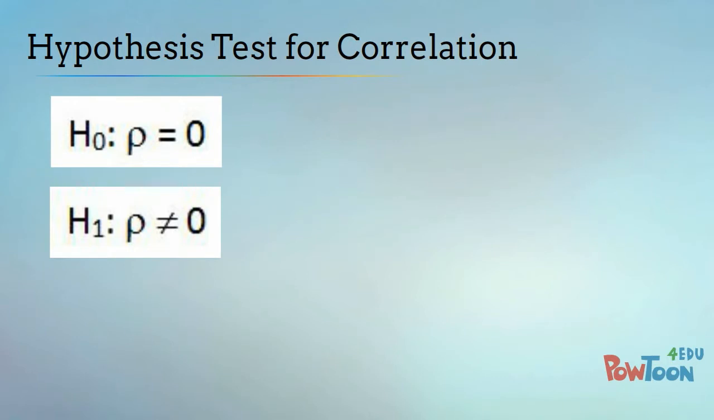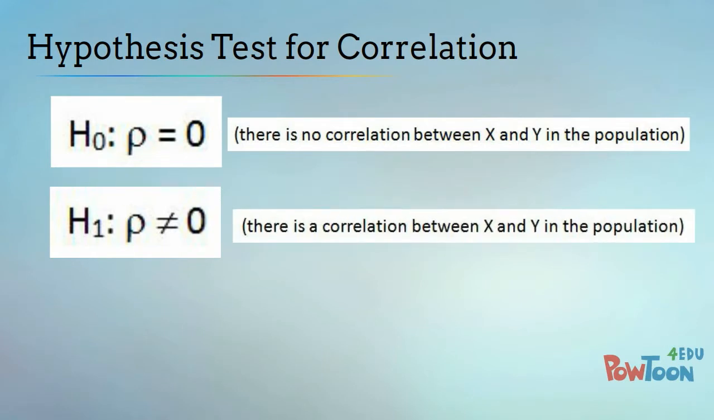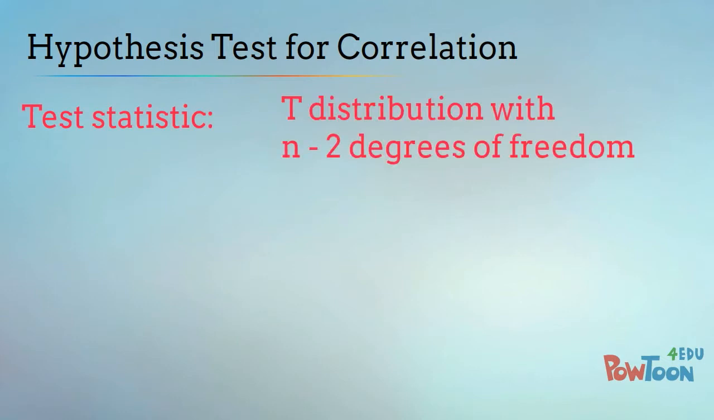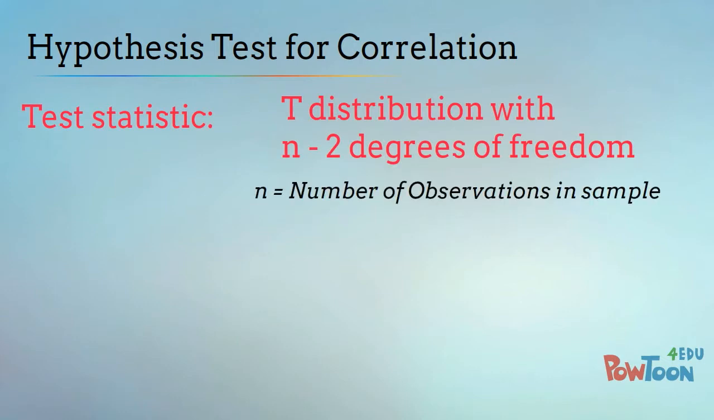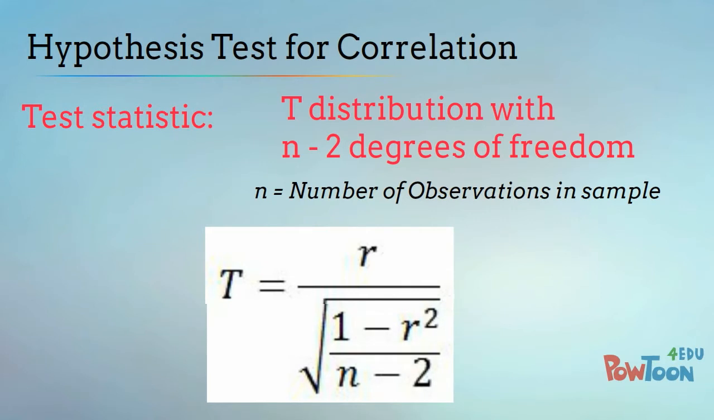Note that if the null is true, rho equals 0, that would mean there is no correlation between x and y in the population. And if the alternative is true, that rho does not equal 0, that would indicate there is a significant correlation between x and y in the population. The test statistic is a t-distribution with n minus 2 degrees of freedom, where n is the number of observations in the sample. T equals the ratio of r divided by the square root of the fraction 1 minus r squared divided by n minus 2.